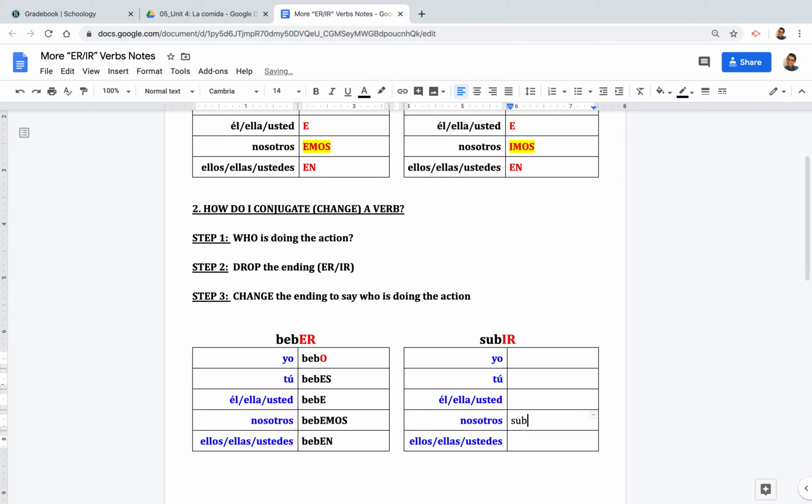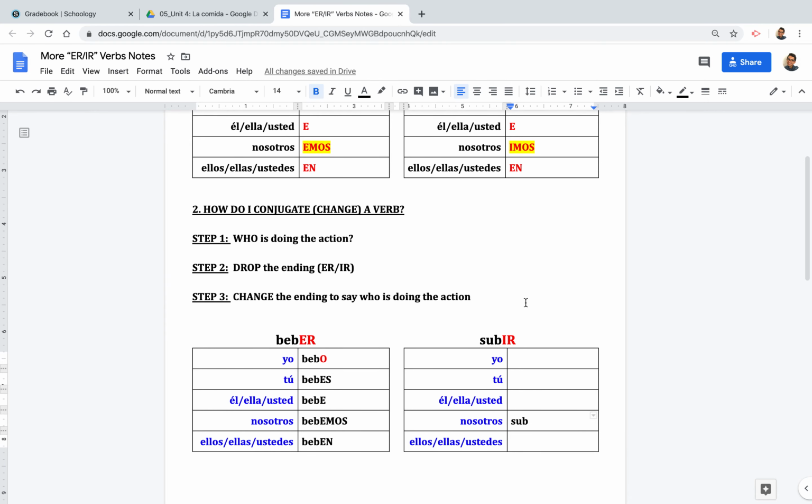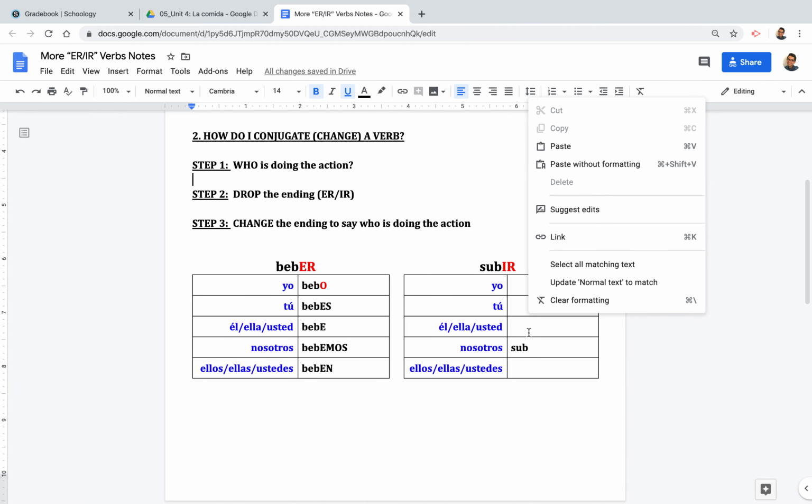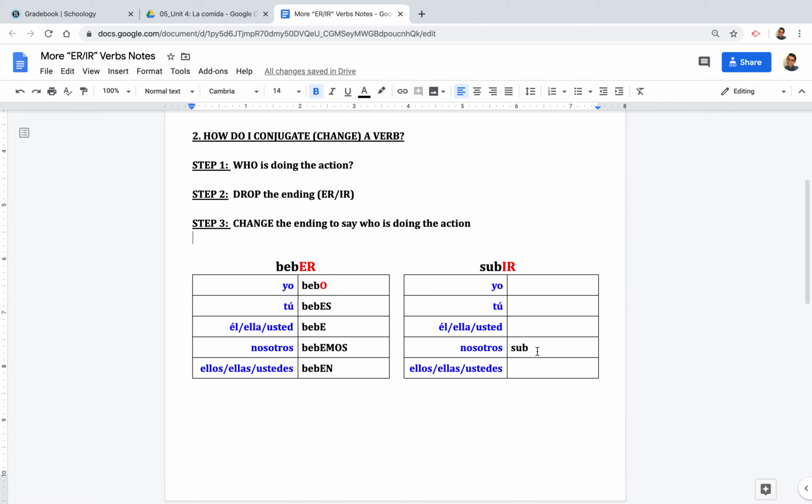I'm going to write sub. And then step 3 says, change the ending to say who is doing the action. Who is doing the action? Nosotros is doing the action. So I'm going to go back to my little cheat sheet and know that my ending is imos, right? Or I can also remember my chant. O, S, E, imos, N. So I'm going to write imos because that is my ending.